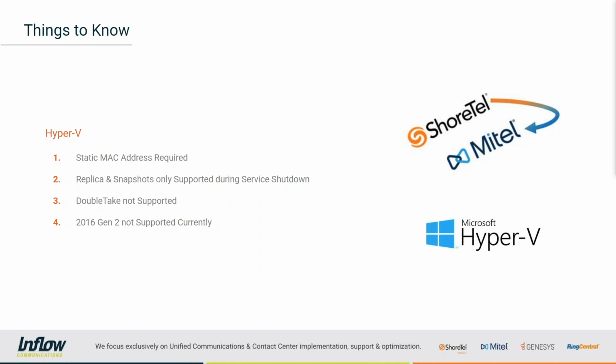Like I mentioned, 2016 Gen 2 is not currently supported. We are expecting it to be supported soon. They're continuing to test everything on Gen 2. They support 2012 Gen 1 and Gen 2, so I do expect that to be supported pretty soon. The other thing I know we've had some questions on is Server 2019. We have heard it's in testing for Server 2019. We don't have a release date of when that will be supported, but it is in testing as well.